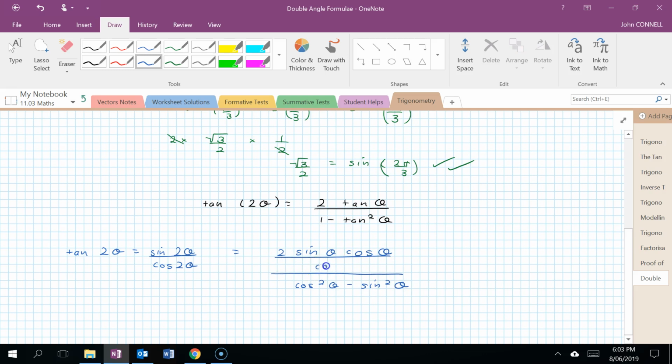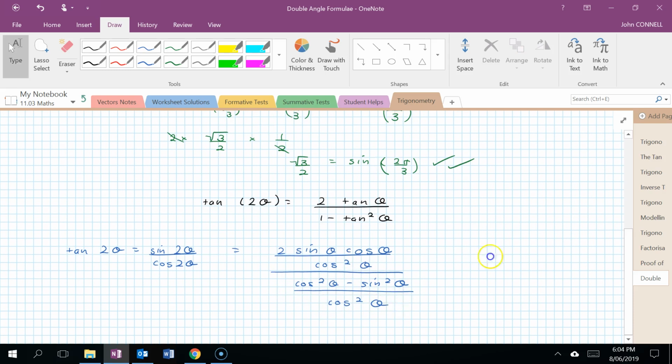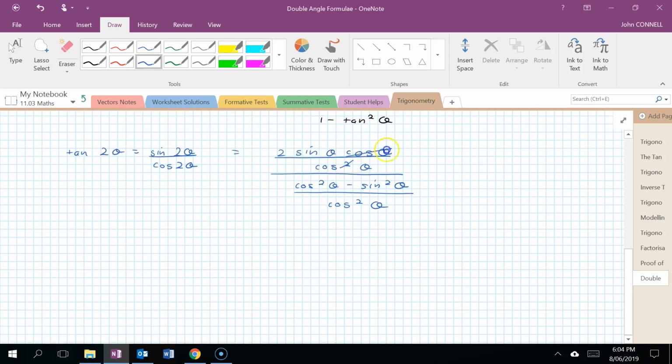And I can divide the top and the bottom by the same thing. If I do that, I won't change my fraction, and the same thing is going to be cos squared theta. So I'm going to lose a cos theta there, and it's going to leave me with 2 sine on cos, which is just tan, so it's going to leave me with 2 tan theta. And here it'll be cos squared on cos squared, take sine squared on cos squared. That cancels to 1, so it'll be 2 tan theta on 1 take tan squared theta. And that's what we get.